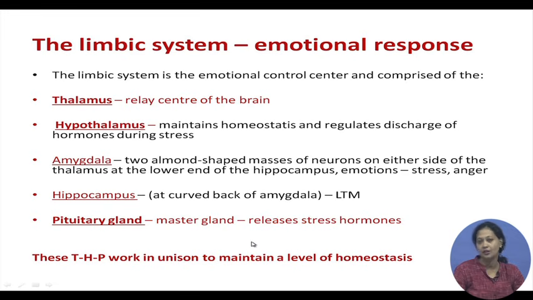The pituitary gland is known as the master gland, and it releases stress hormones. We will study it in detail in the next section, but for now, just to mention the different limbic structures, I have brought in the pituitary gland. We must remember that the thalamus, the hypothalamus and the pituitary gland work in unison to maintain a level of homeostasis within the body.